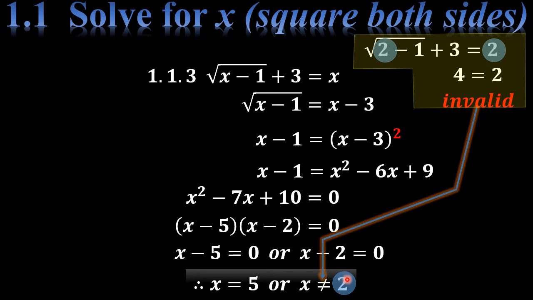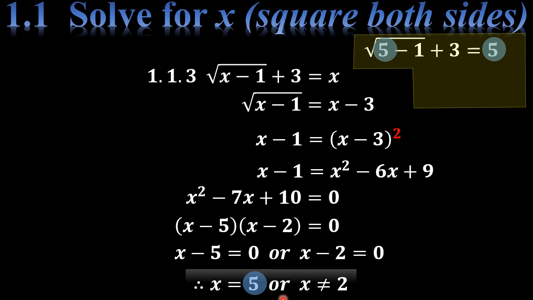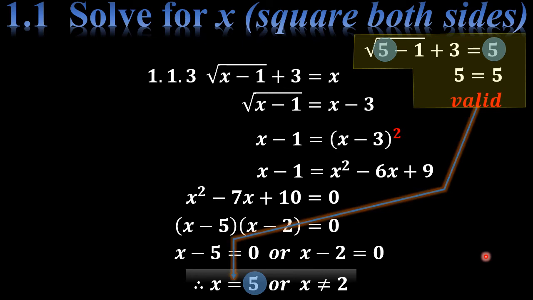It's a verification. Now let's check the other one. For 5, you will do the same. Where you see x, you put a 5. 5 minus 1 is 4. Square root of 4 is 2. 2 plus 3 is 5. Therefore, 5 is equal to 5. This is valid, and that is why we say x is equal to 5. It's a solution. So you mustn't just write x is equal to 5 or x is equal to 2. You must verify, you must check, by substituting these values of x into the original equation. Okay, please.